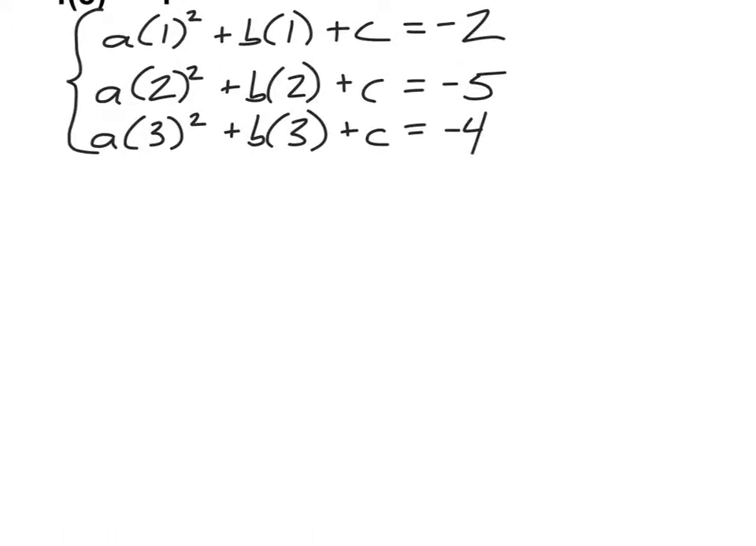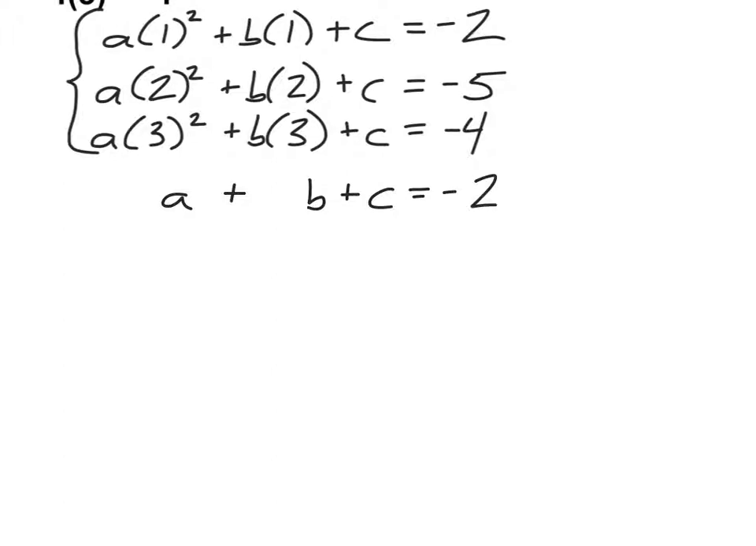So, next step, I'm going to do all the squaring and all that. So like for that first equation, I have a times 1 squared. 1 squared, of course, is just 1, and a times 1 is just a. So that's going to be a, and I'm going to line things up a little bit here, plus, and then we do b times 1, which of course is just b, plus c, because notice our c's didn't change, is going to equal negative 2.